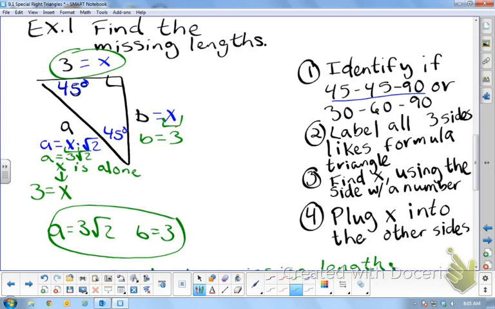Okay, so let's try a second one together. We're going to try a second one. This time it's going to be a 30, 60, 90 instead of a 45, 45, 90.